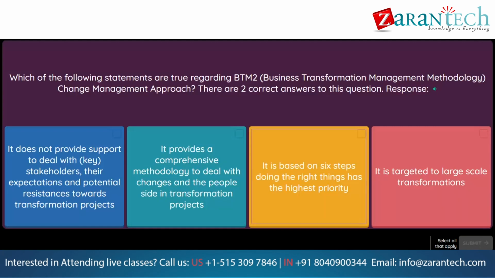Option 3, it is based on 6 steps; doing the right things has the highest priority. Option 4, it is targeted to large-scale transformations.